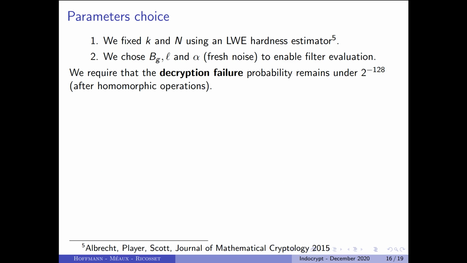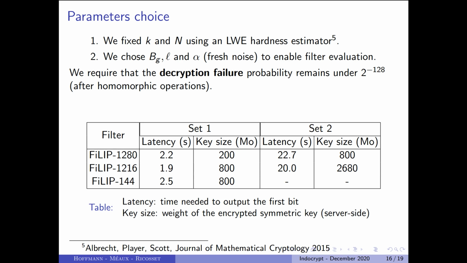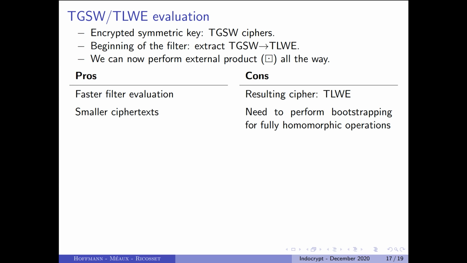With all that in mind, we made a noise evolution model and ended up with two sets of parameters. The performances of our implementations are given in the following table, for the different sets of parameters and for the different filters I've introduced. The data we use to evaluate our performances are the latency and the key size. First, the key size is just the memory size of the symmetric key server-side, and the latency is the time needed to output the first bit. In the case of FiLIP, since it's a stream cipher, latency is the same as throughput. It means basically that we can transcipher one bit every approximately 2 seconds.